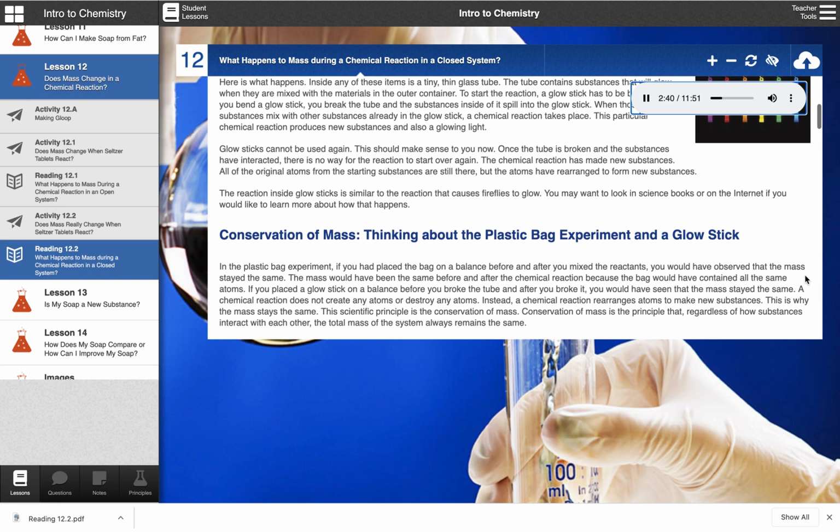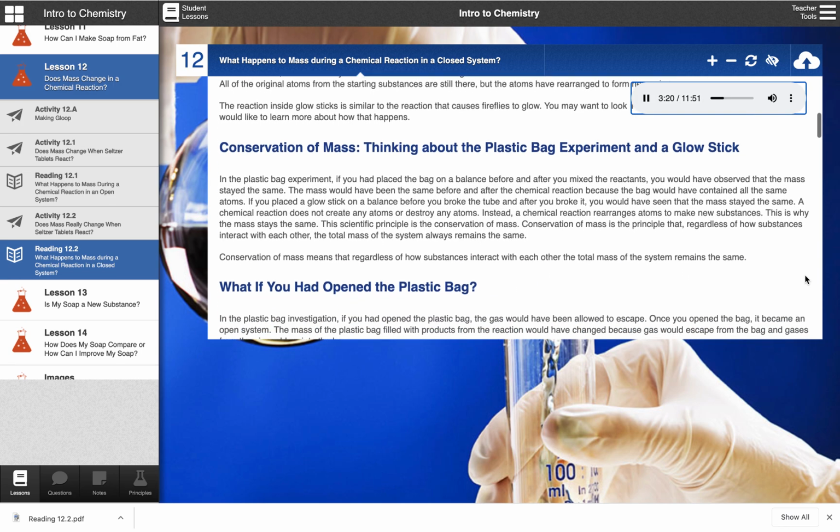Glow sticks cannot be used again. This should make sense to you now. Once the tube is broken and the substances have interacted, there is no way for the reaction to start over again. The chemical reaction has made new substances. All of the original atoms from the starting substances are still there, but the atoms have rearranged to form new substances. The reaction inside the glow sticks is similar to the reaction that causes fireflies to glow. You may want to look in science books or on the internet if you would like to learn more about how that happens.